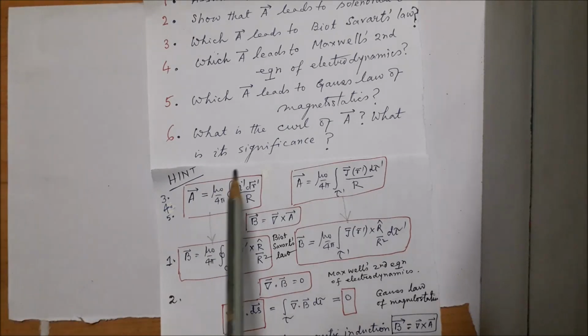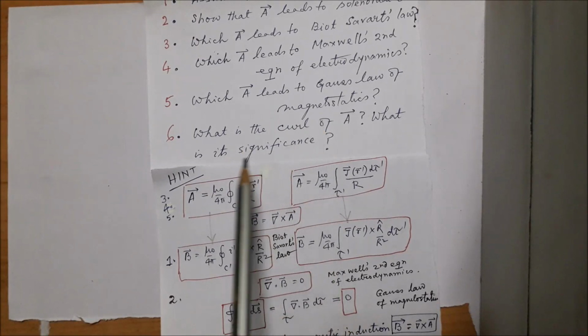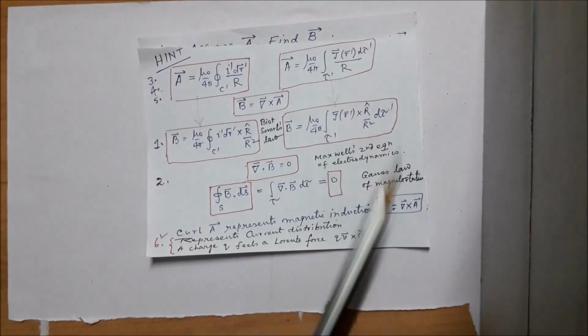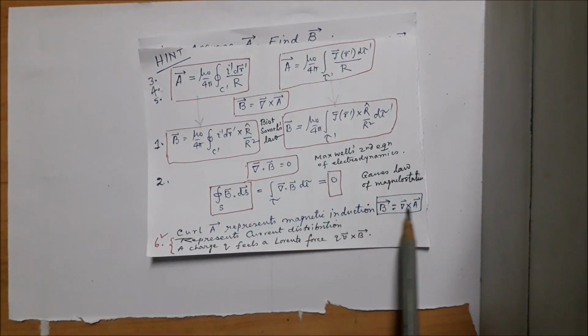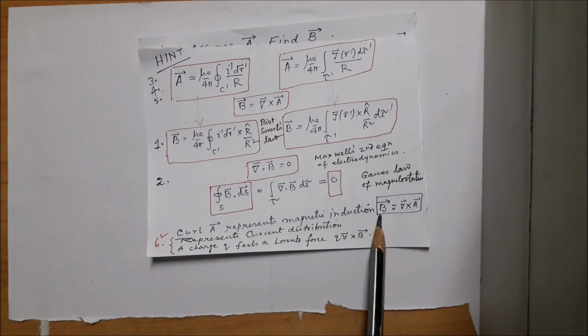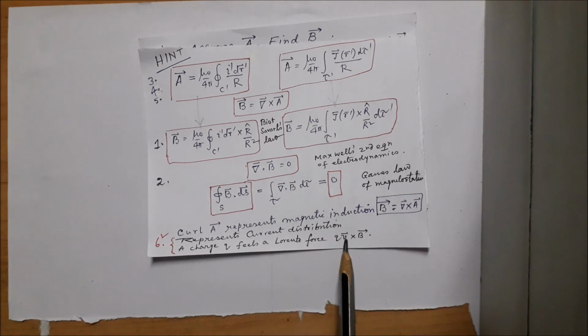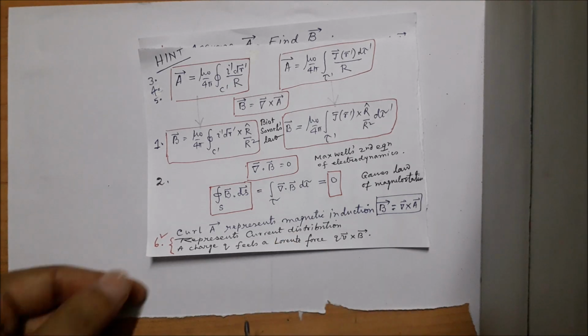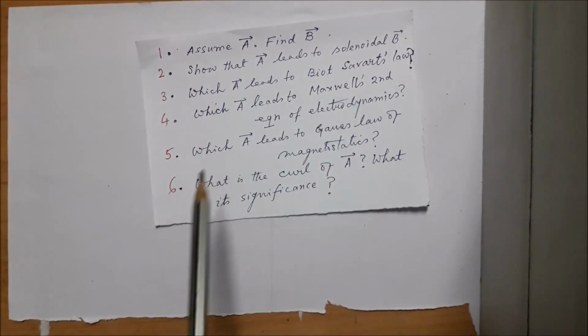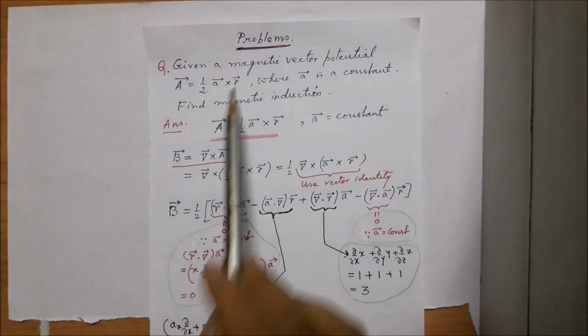The sixth question says that what is curl of A and what is its significance? Now curl of A represents magnetic induction, curl of A is B. Magnetic induction represents a current distribution. Again, in a magnetic induction, if we have a charge Q and if it is moving with velocity V, then that charge experiences a Lorentz force. So these are the significance of vector B. So we have answered all the questions. Let us now do a problem.